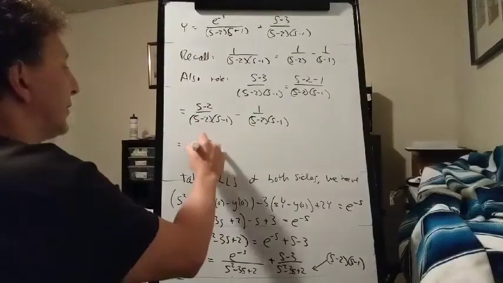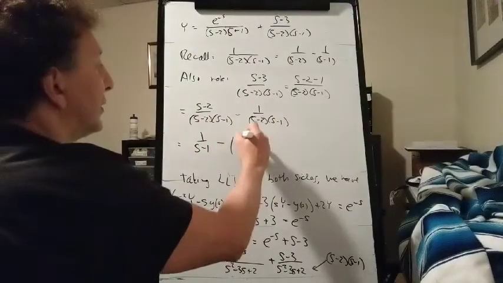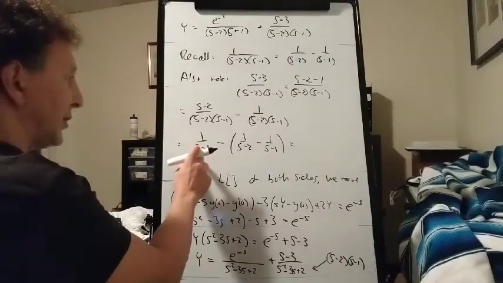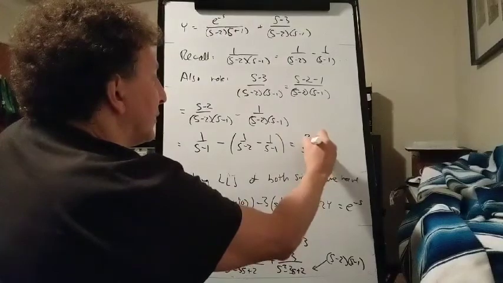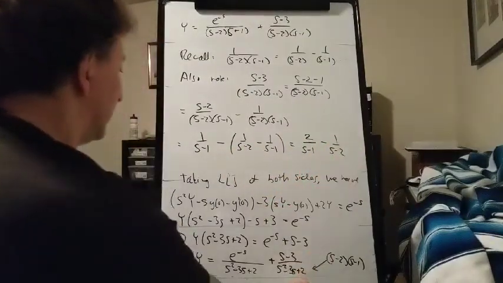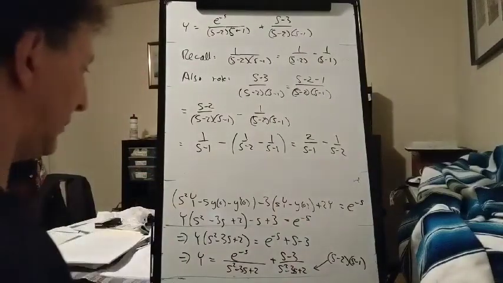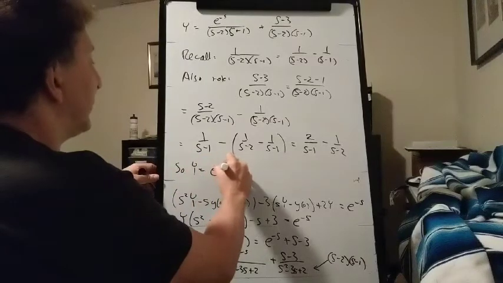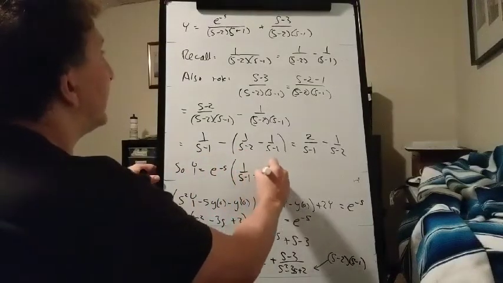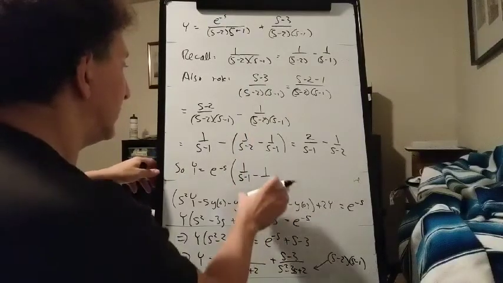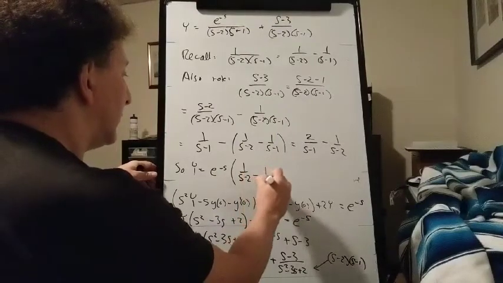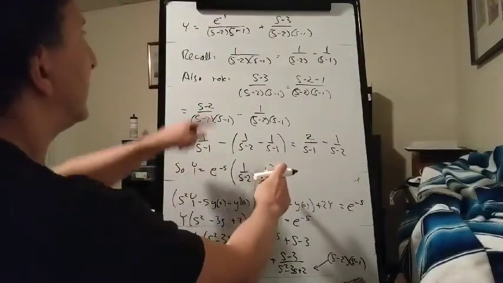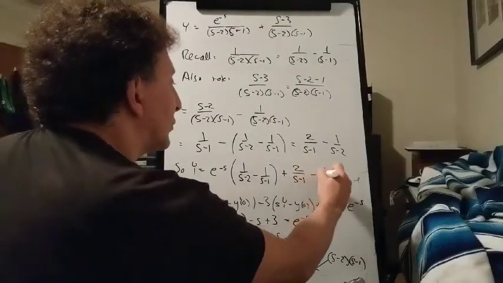And the s minus 2's cancel here, so we have 1 over s minus 1. And then we know that this fraction is 1 over s minus 2 minus 1 over s minus 1. So that gives us 1 over s minus 1 plus 1 over s minus 1, so 2 over s minus 1 minus 1 over s minus 2. So y equals e to the minus s, 1 over s minus 2 minus 1 over s minus 1, plus 2 over s minus 1 minus 1 over s minus 2.